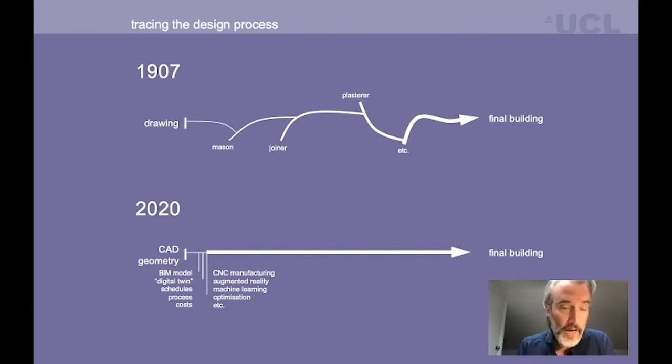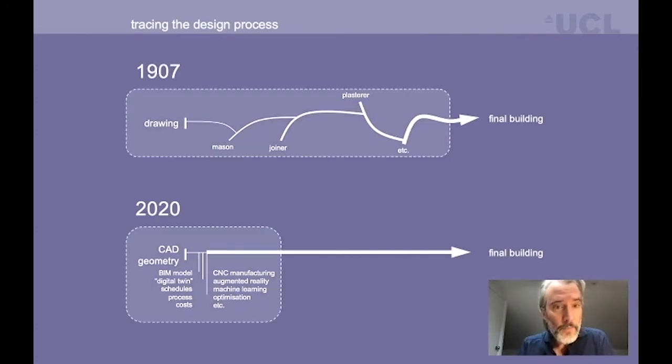As you can see from this diagram, there's a big difference between something 100 years ago, where all of that information, all that knowledge is spread out all the way along that process, and what we have today, when we're concentrating all that knowledge up front.